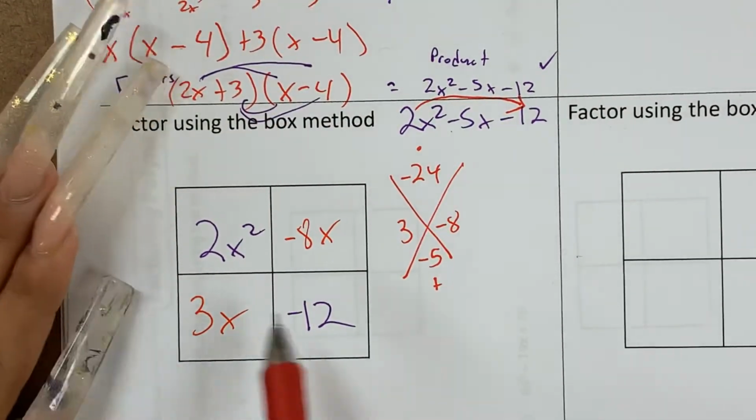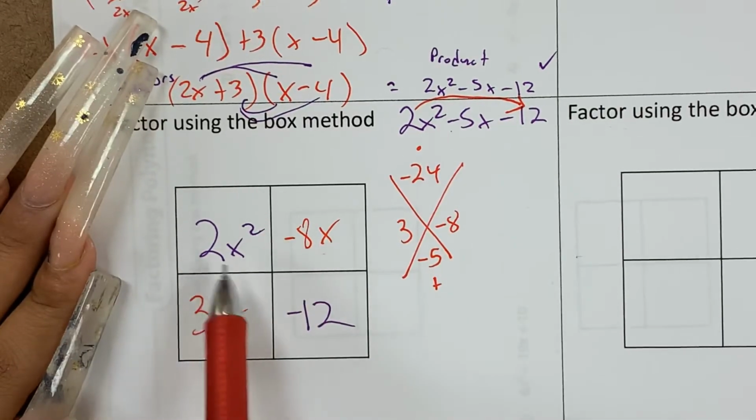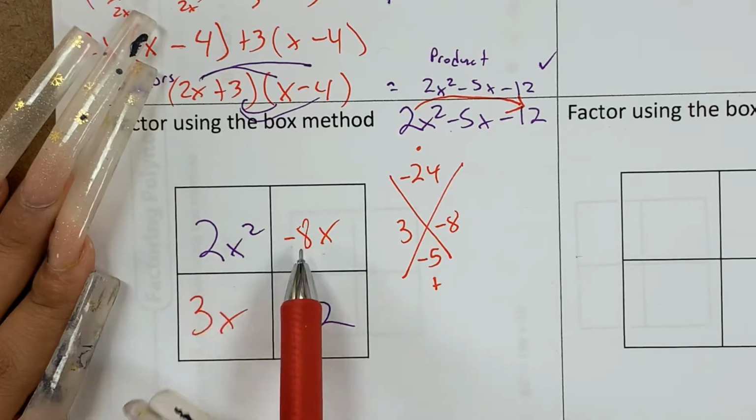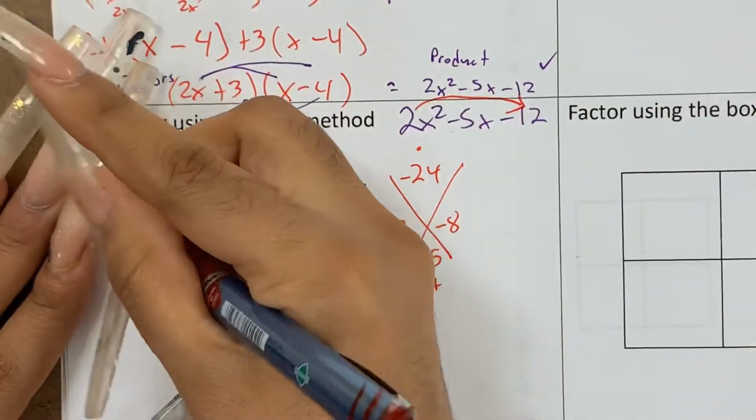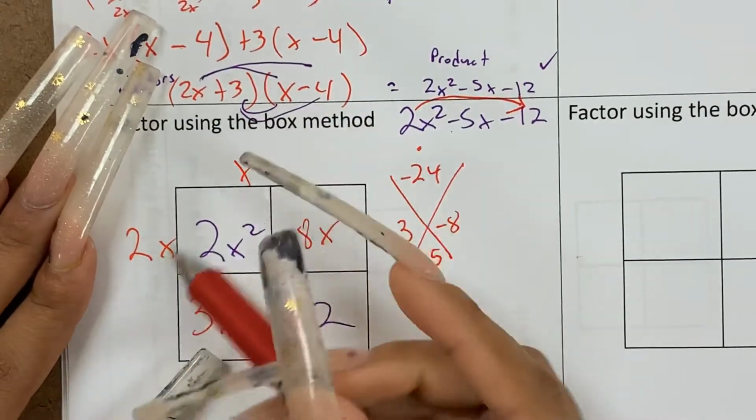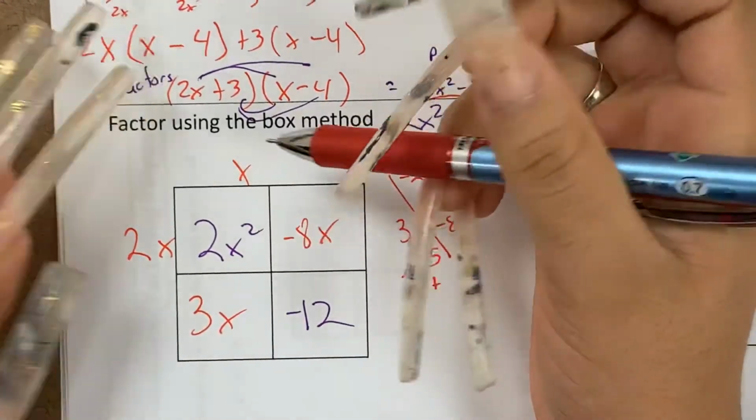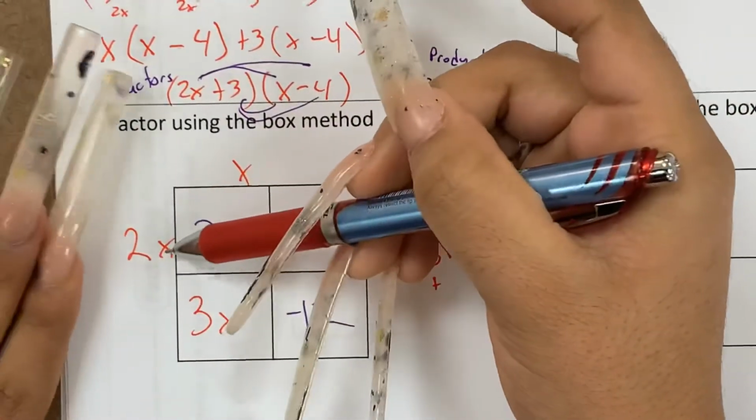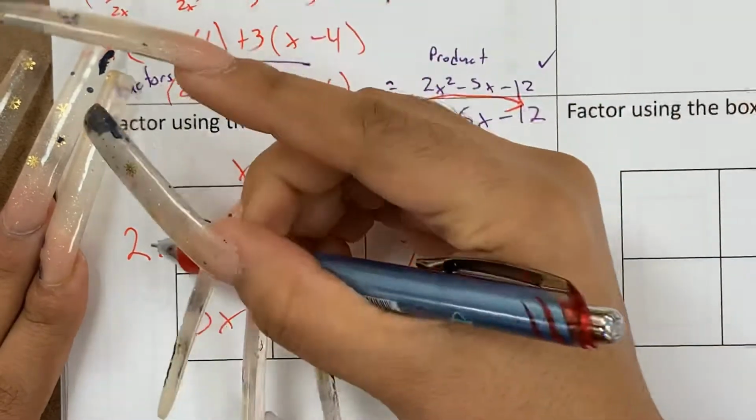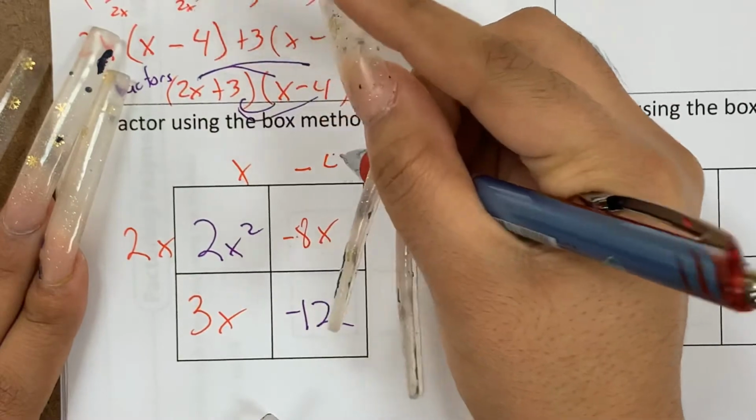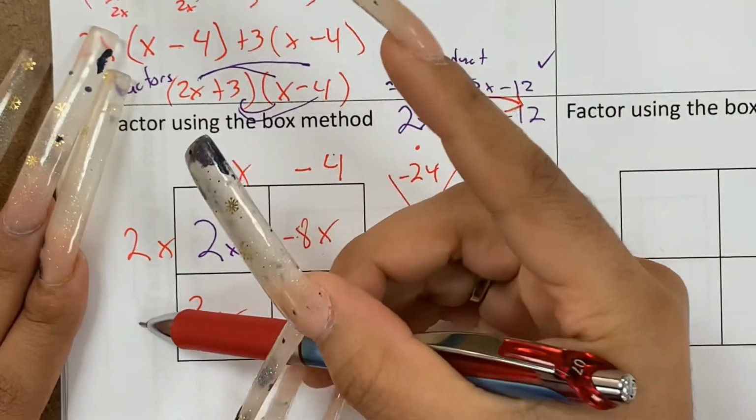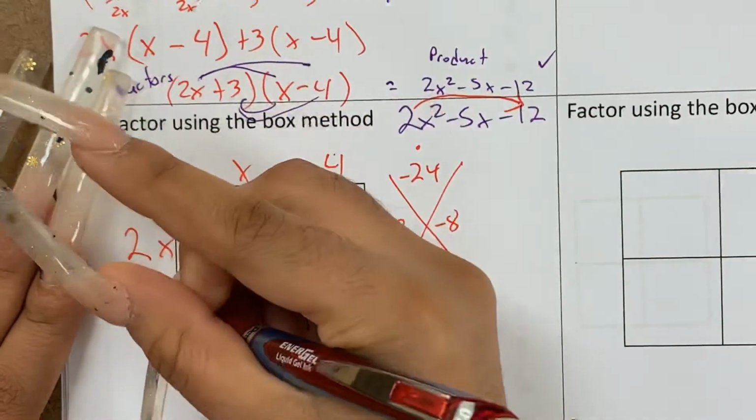So now I'm going to find the greatest common factor. So 2x squared and negative 8x. What's the GCF of 2 and negative 8? 2. And I already know x squared, x times x has to go here. Okay, so if I know 2x goes here, 2x times what gives me negative 8x? 2x times negative 4 gives me negative 8x. And x times what gives me 3x?